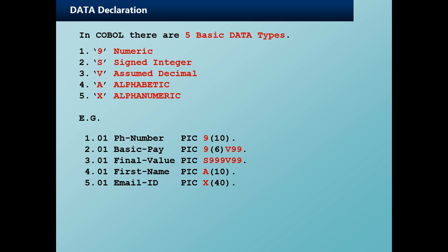Then you have first name, which is alphabetic of length 10. That means you can store a maximum of 10 bytes of alphabetic data. Then comes the email ID, which is nothing but alphanumeric, where both numbers and alphabets can be stored, with data of length 40.